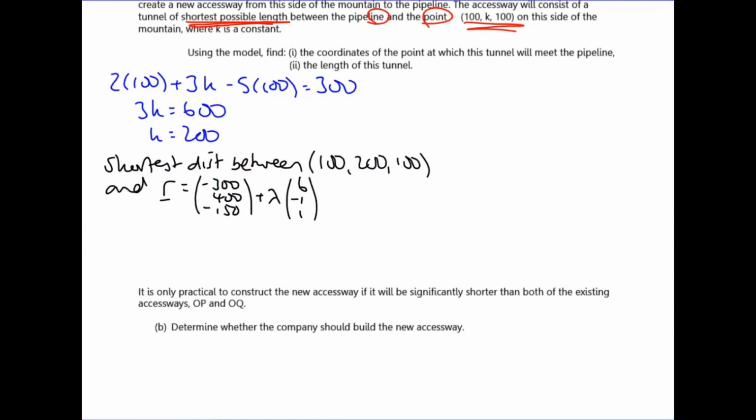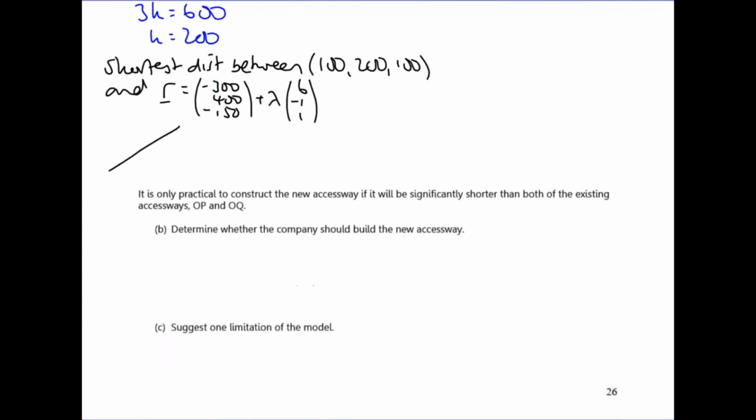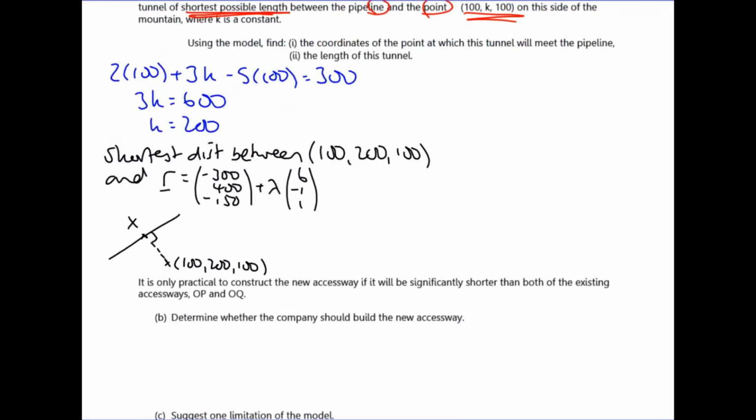That's half the battle in these, reading the question and working out what it's actually asking you to do. Again, this is the shortest distance between a point and a line, just like we've just done. So my point's here. This is my equation of my line, and this is my foot of the perpendicular. We'll call it X. So just like we did on the previous question, I'll call this A as well. So X is the foot of the perpendicular.